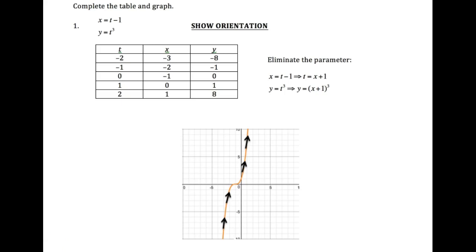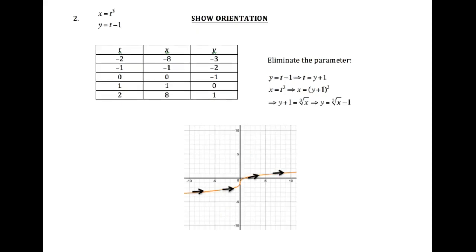When eliminating the parameter, the best thing to do is look for the easy way out. So if you see x is equal to t minus 1, you can solve that for t pretty easily just by adding 1 to both sides of the equation. You find out that t is equivalent to x plus 1, hop into the second equation, y is equal to t cubed, and replace t with x plus 1, and you get a rectangular equation without the parameter: y is equal to (x plus 1) to the third.